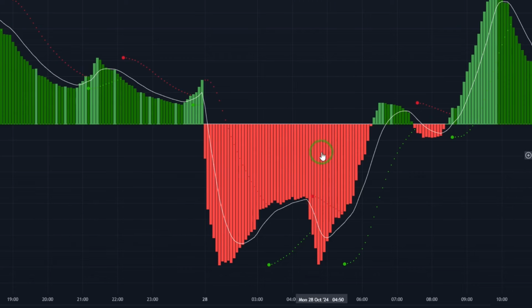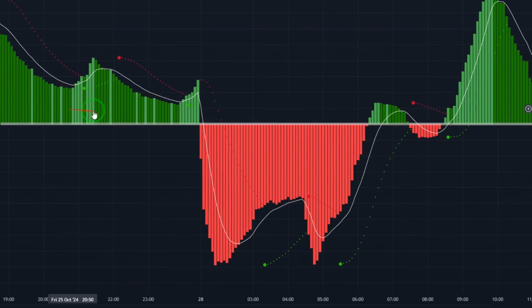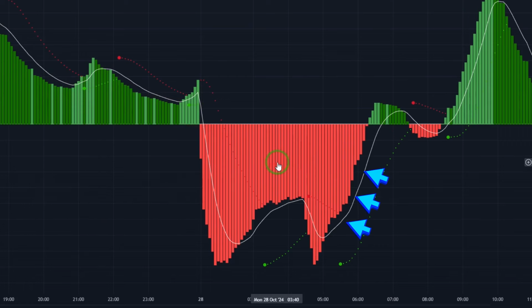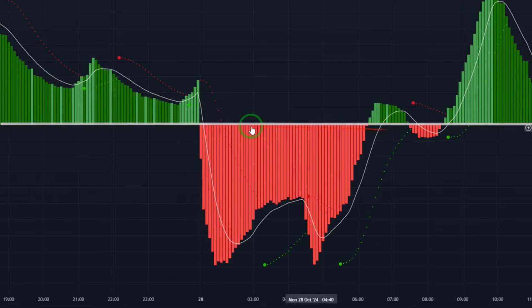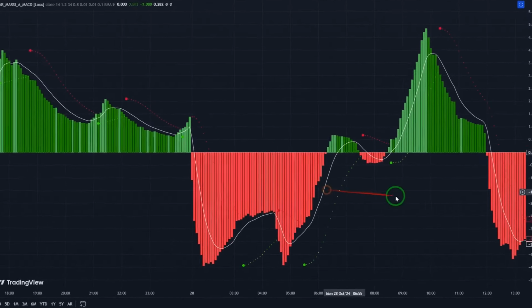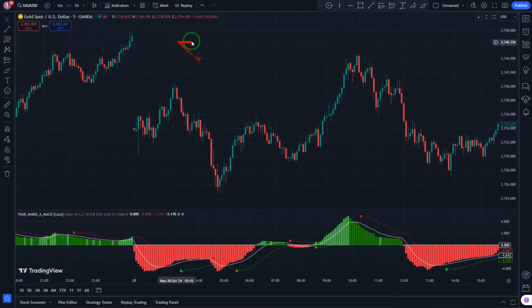Remember that in areas where our histogram is green and above the middle line, we consider the trend to be upward, while in areas where our histogram is red and below the middle line, we consider the trend to be downward. Now we need to increase the win rate and accuracy of this strategy by adding a second indicator.